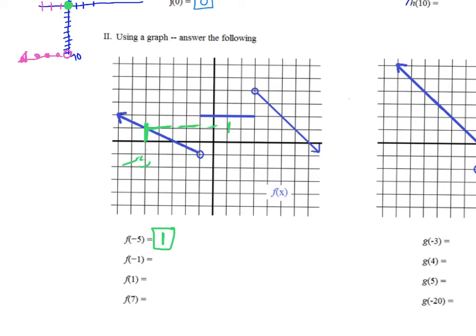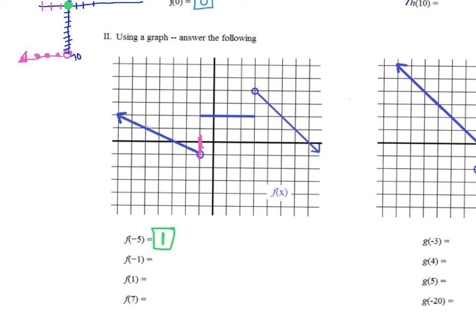Now for the next part, which is -1. So at -1, there's no solution there, nothing. So I have to look at the other part of the graph. Then I will see that at -1, I'm actually up here at 2.